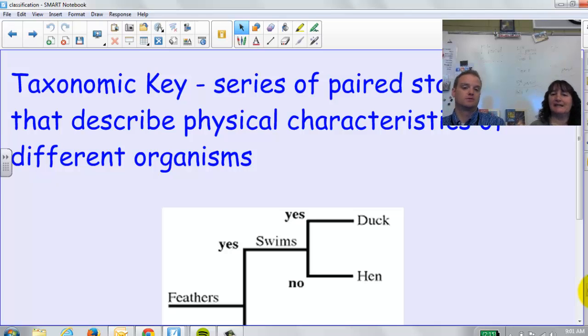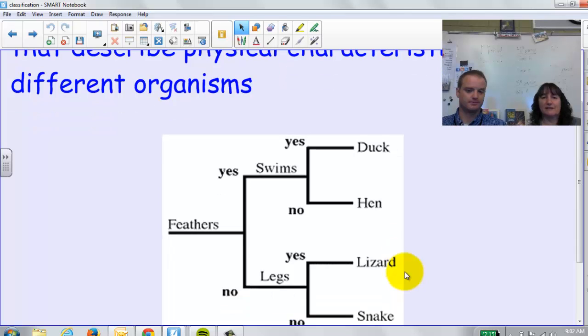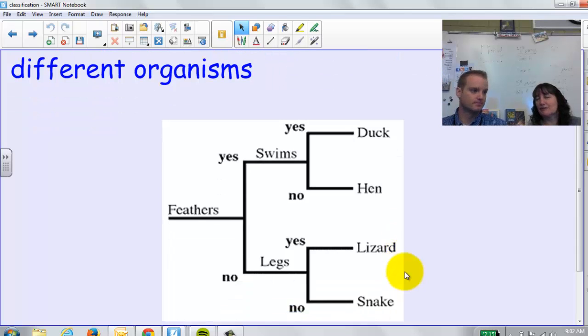Then we have the taxonomic key, and that's what we use to figure out what genus and species they belong to. It's a series of paired statements that describe physical characteristics of different organisms. So it gives you two choices each time. If I have an animal, it has feathers, yes or no. If it's yes, I go up, and it says, does it swim? Yes or no. If it doesn't swim, I say no. Oh, it must be a hen. That's pretty simplified. I know the ones we do in class are much more detailed. And you have pictures of the animals, and it's based on those observable features that we can see.